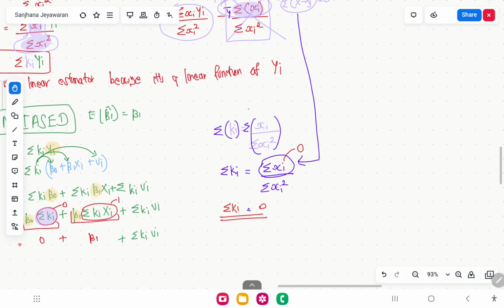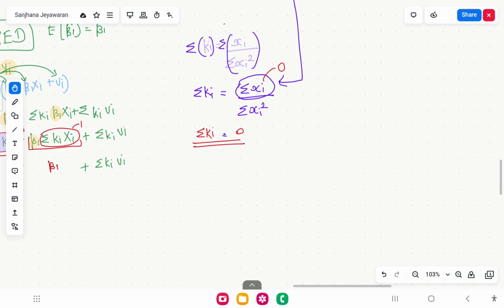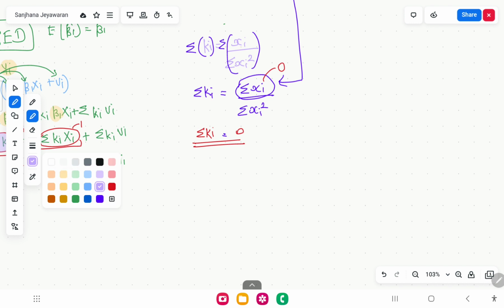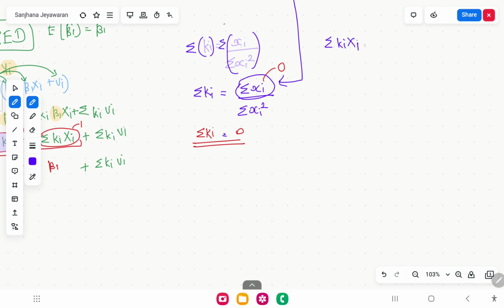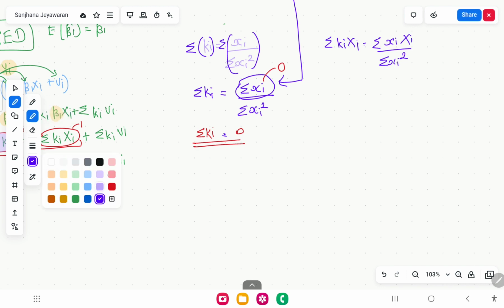Let's look into the next one. So that says sigma ki xi is equal to 1. Okay, let's see that. So sigma ki xi is equal to, instead of k, I can write xi over sigma xi square. This is the value of k. Yes. And the rest of the stuff remains as it is. So sigma xi. What's the new part which I have added? This, that is equal to ki.